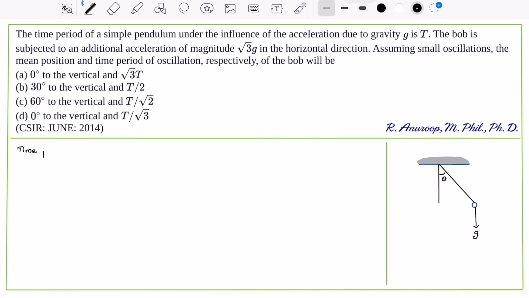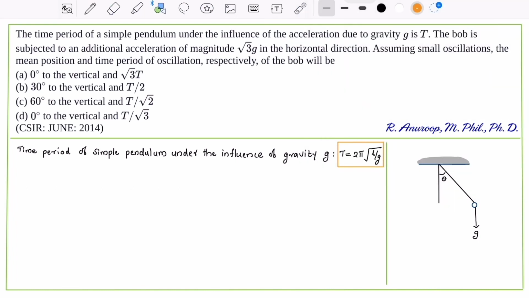First, let us consider the time period of a simple pendulum under the influence of the acceleration due to gravity alone. The time period of a simple pendulum under the influence of gravity g is T equal to 2 pi into root of L by g.